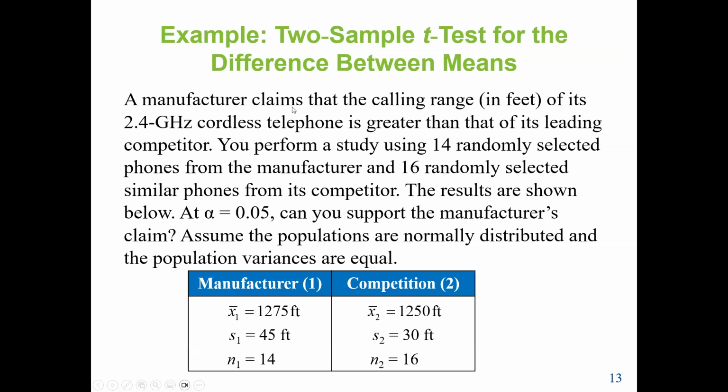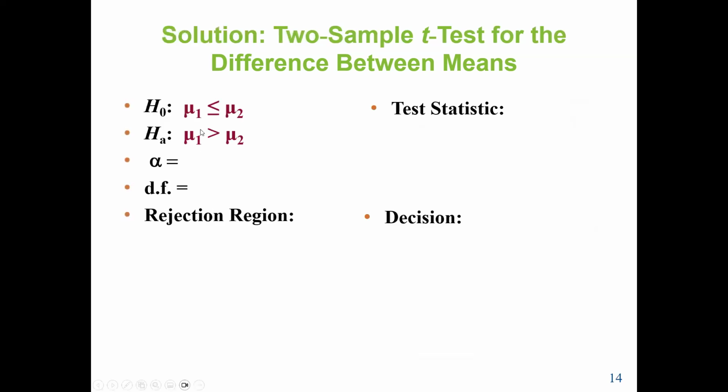Again, according to the manufacturer's claim, the calling range in feet of his 2.4 gigahertz cordless telephone is greater than that of his leading competitor. So for the manufacturer, we have the mean, the standard deviation, and the sample size. For the competition, we have their mean, standard deviation, and sample size. So we can start with our H0 and HA. So mu1 less than or equal to mu2, mu1 greater than mu2. Alpha is given to us to be 0.05.